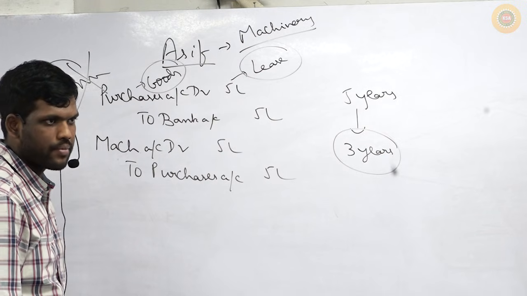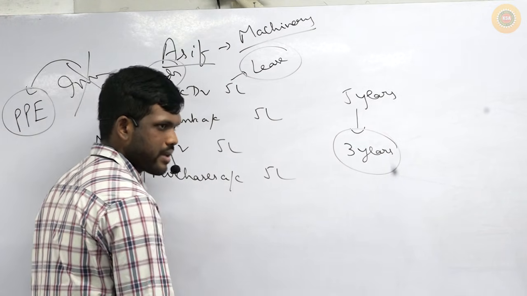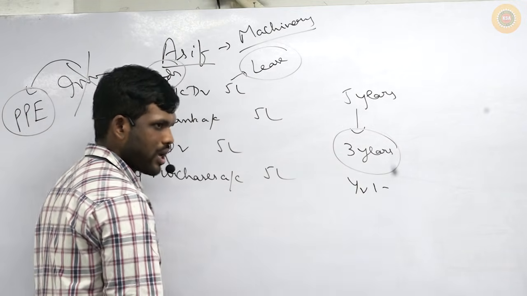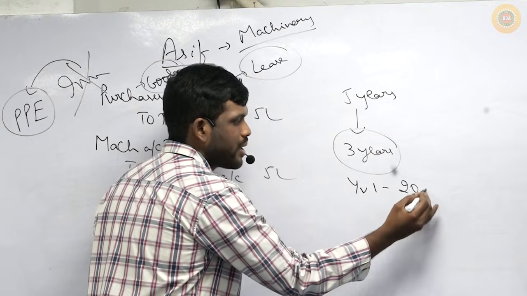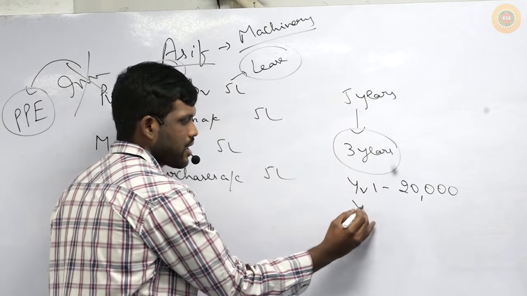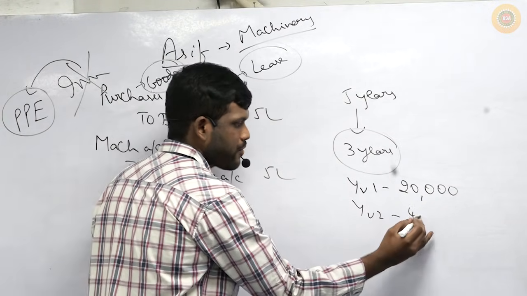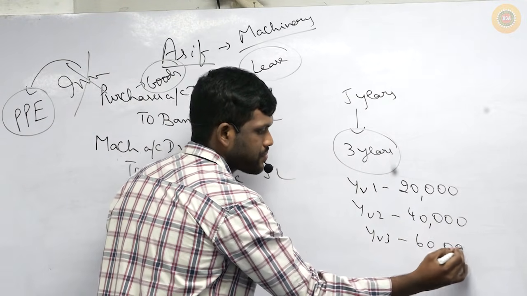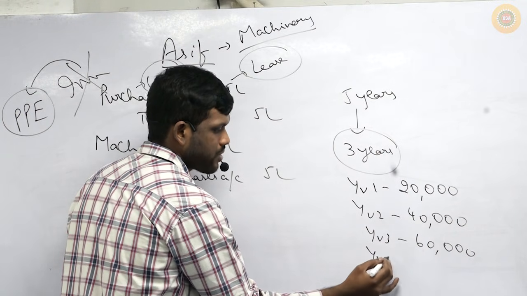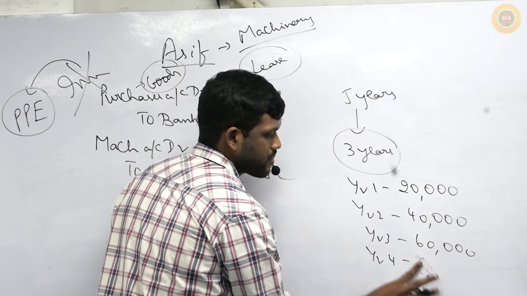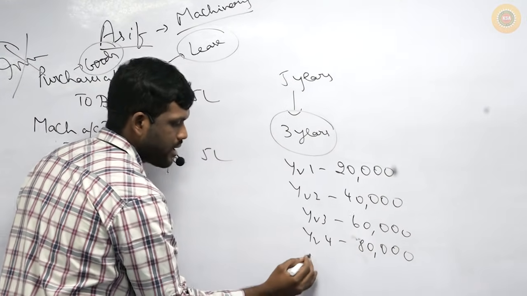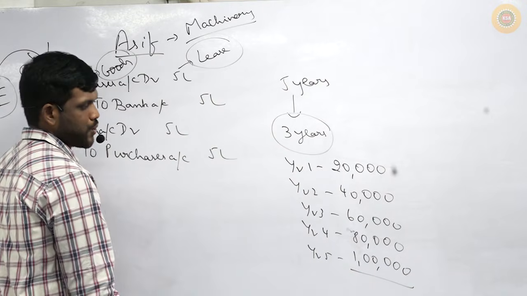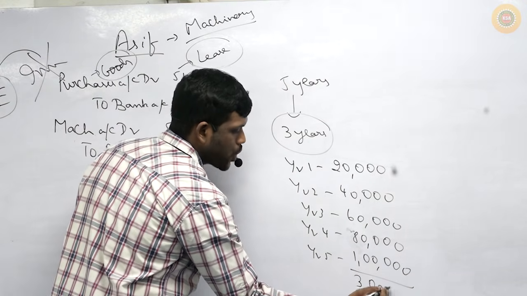Okay, there you go. And the question says, using this machinery, year 1, you can manufacture 20,000 units. Year 2, you can manufacture 40,000 units. Year 3, 60. Year 4, 80,000. And year 5, you produce 1 lakh. So totally using this machinery, we can produce 3 lakh units.